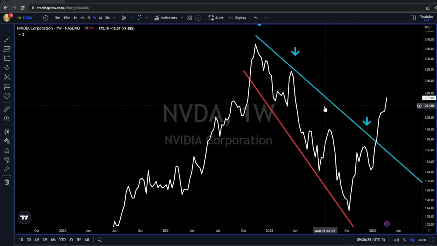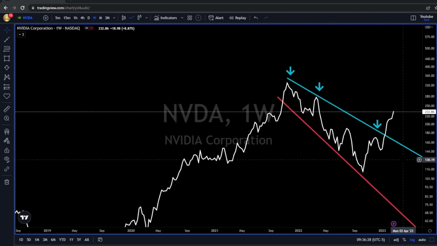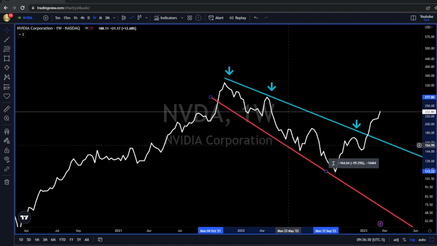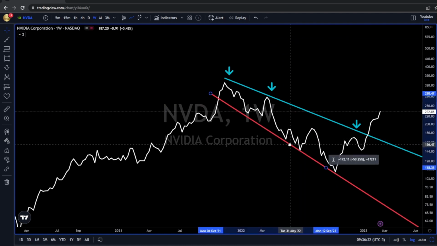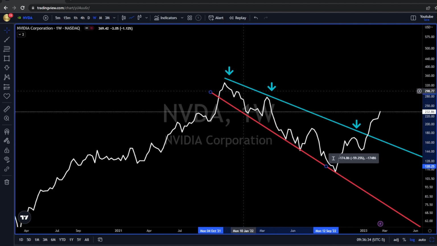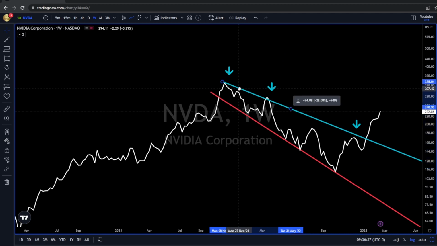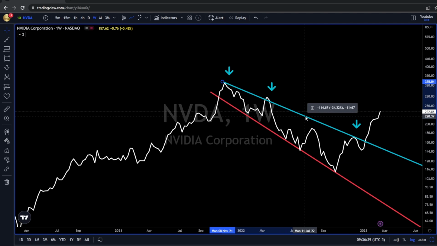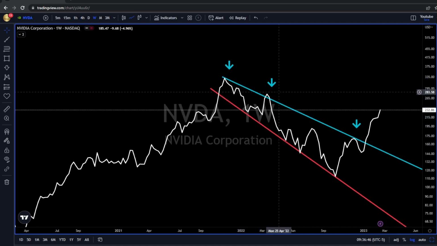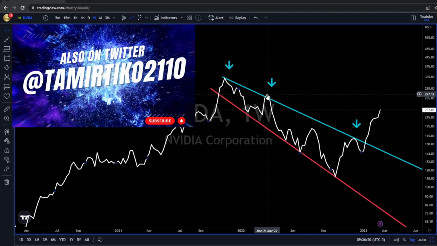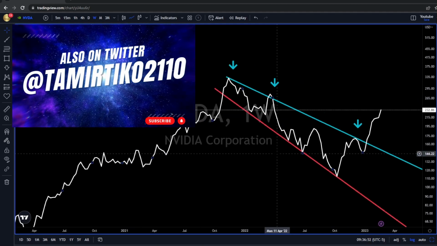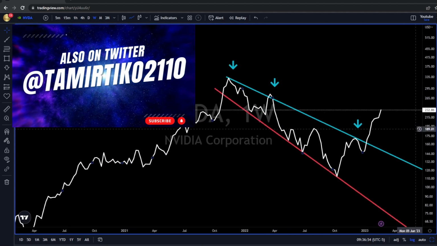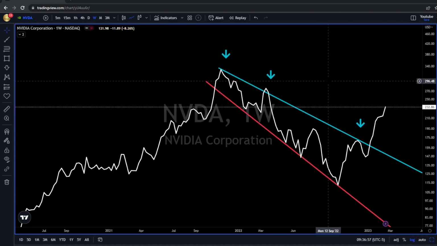NVDA on the weekly, very bullish sentiment. We have this trend line over here. Now we also have this trend line over here, broke to the upside, and next resistance for NVIDIA will be 277 in my opinion. And of course, everything you see and hear on this channel is my opinion only.